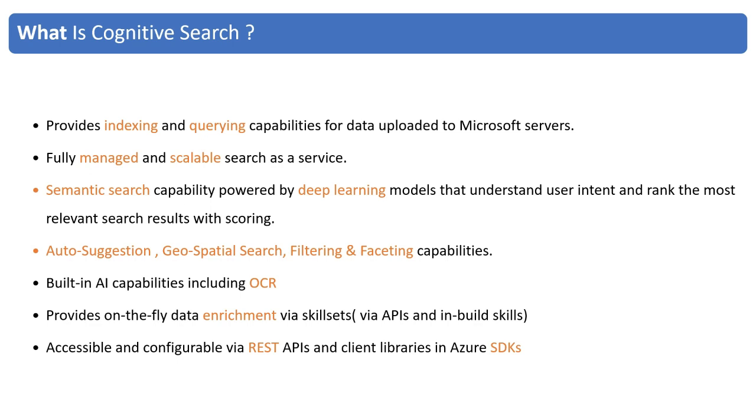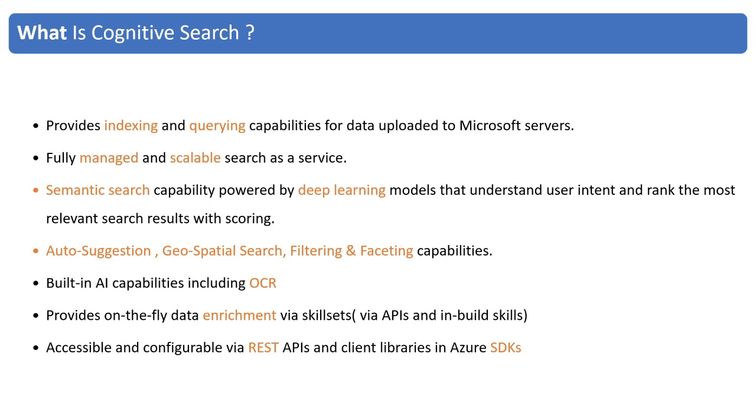So cognitive search service provides indexing and querying capabilities for the data that you upload to different Microsoft servers. When I say servers, these are different data stores like Cosmos DB, SQL Server DB, your data lakes. It could be a file storage, etc.